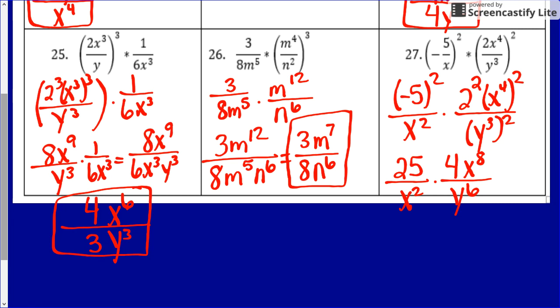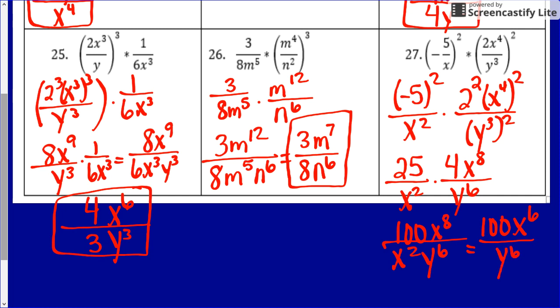Putting these guys together, we've got 25 times 4, which is 100. X to the 8 on top. On bottom, I've got x squared, y to the 6. Once again, I've got x's on the top and the bottom, so we want to get rid of the x's on the bottom. So I've got x to the 8 minus 2, dividing my x's, dividing my bases, so I need to subtract my exponent. So I got 100 x to the 8 minus 2, which is 6. And so no more x's now on the bottom. We just have y to the 6 on the bottom.